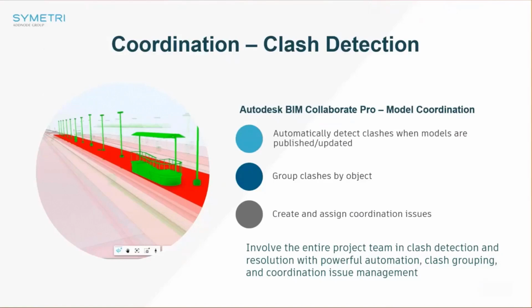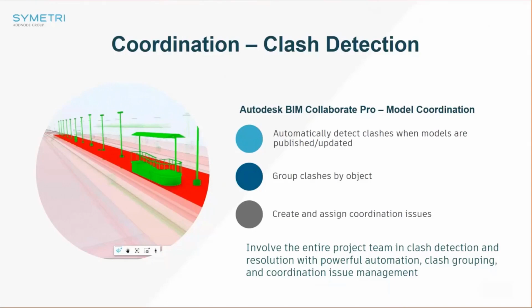Okay, so let's look at that then in a bit of a summary of coordination and how clash detection worked. Autodesk BIM Collaborate Pro houses this model coordination module within it, and what it allows you to do is automatically detect any clashes with models that are being published or updated. We also have grouping clashes by object. So as we could see, it was picking out the piles, it was picking out the objects, the pipes as well. And we can create and assign coordination issues.